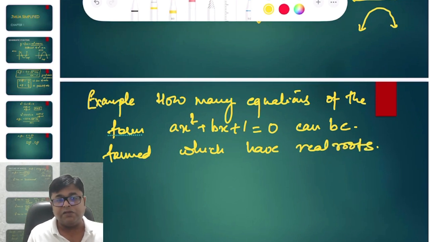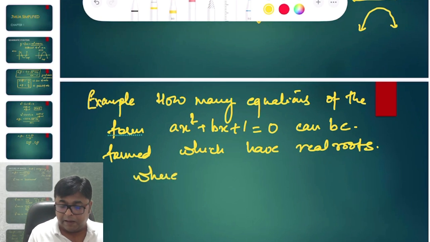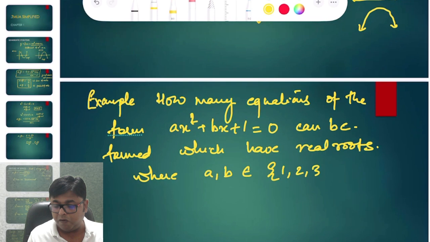Real. I'm just using real. Real includes both unequal and equal roots, right? Both the cases. So, have real roots, where a and b belong to the set {1, 2, 3, 4}.